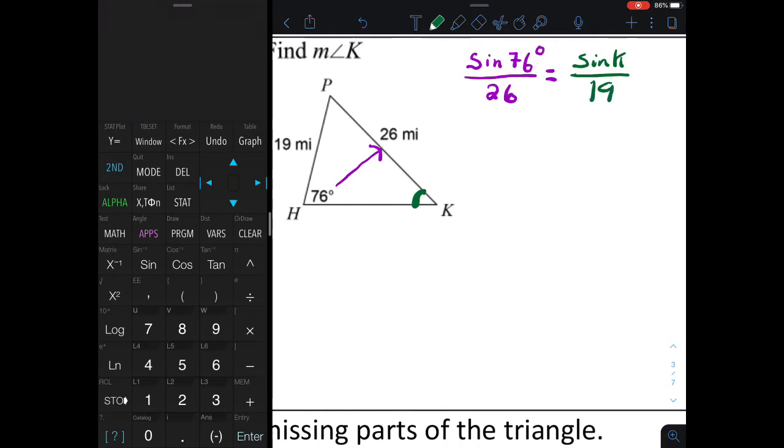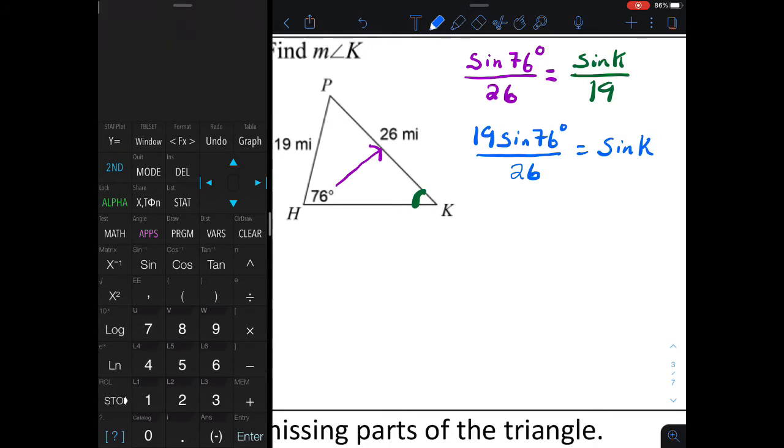So from here, we would multiply to get the 19 out of the denominator. So it becomes 19 times sine of 76 degrees divided by 26 is equal to sine of K.